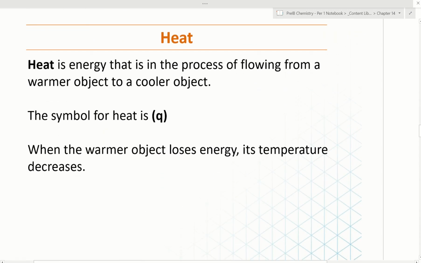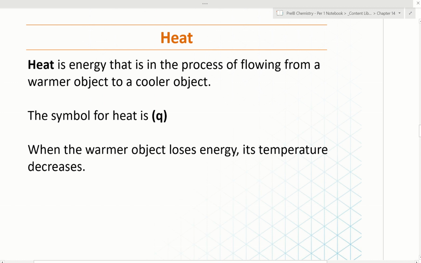Heat is defined as the energy that is in the process of flowing from a warmer object to a cooler object. That's the definition of heat. In chemistry, energy is transferred most often in the form of heat. So during a chemical reaction, as energy transfers from one substance to another, heat is produced. Now we see it as being generated or created, but it's not. It's just changing form from chemical potential energy to kinetic energy.